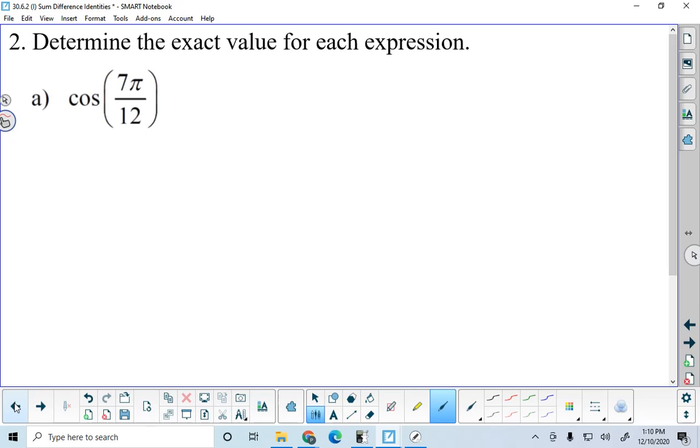2, determine the exact value of each expression. So there are 2 main types of examples, number 2 and number 3, that you need to know how to do. Now, if you were to look at where 7 pi over 12 is on the unit circle, let's just do a calculation here. Pi is 180 degrees. So can you work out for me, please, what 7 multiplied by 180 divided by 12 is? I think it might be 105.